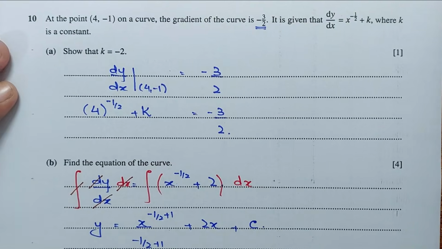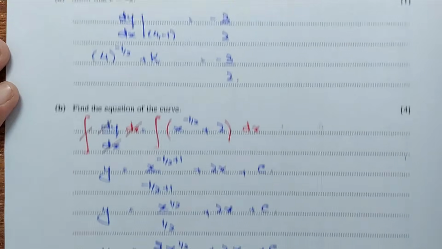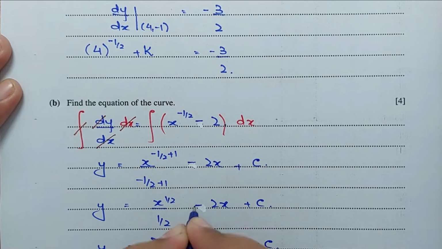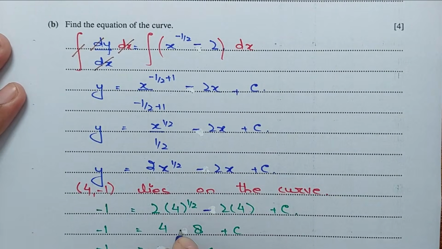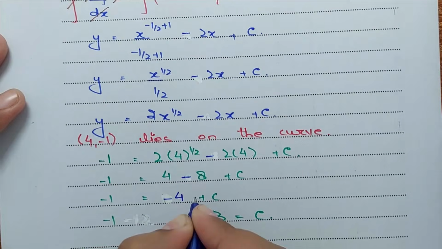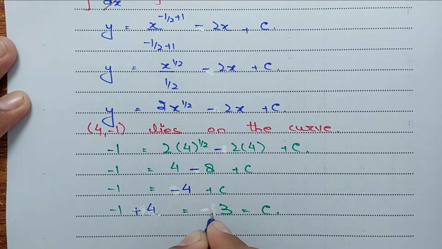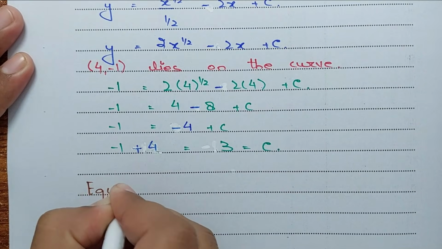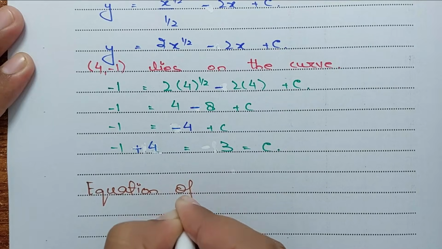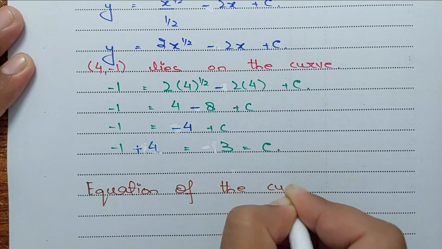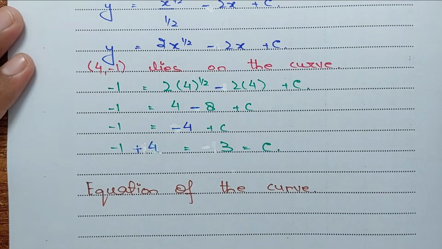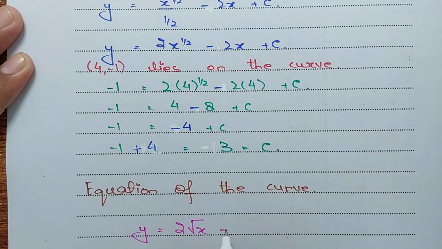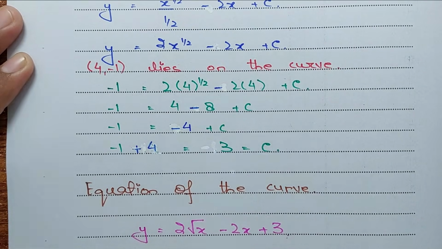Sorry students, I messed up. The k value is negative 2. So here we have negative 2, right? With just one negative sign, everything is changed. Now this is negative 8 and we will get negative 4 over here, and shift the 4 on the other side, positive 4, and we will get 3. Yeah, the c value is 3. Now we can say the equation of curve is y equals 2 root x minus 2x plus 3. This is the equation of the curve.